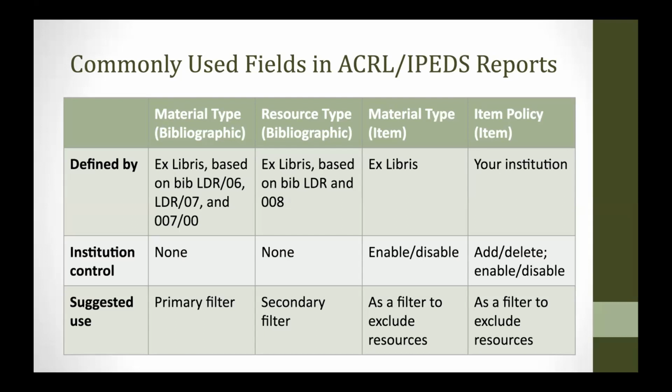So you can see that material type and resource type, bib material type, are both defined by Ex Libris, which makes them really good for this type of standardized reporting. And material type at the item level is also defined by Ex Libris, but you can enable or disable some of these material types. Item policy, you have free reign at your institution to define those.